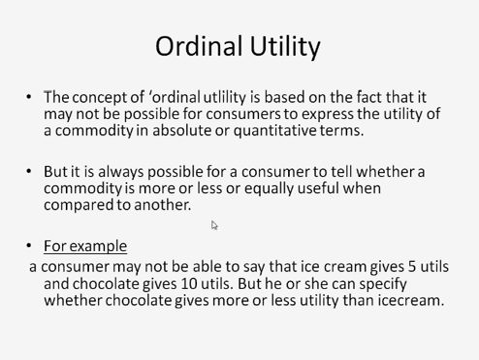when compared to another. For example, a consumer may not be able to say that ice cream gives him 5 utils and chocolate gives him 10 utils of satisfaction, but he or she can specify whether chocolate gives more or less utility than ice cream. Means if I am consuming ice cream, chocolate and chips, then I can very well say that I like ice cream as compared to chocolate and chocolate as compared to chips. Whereas I won't be able to specify the amount of satisfaction in quantitative terms which is derived from consuming these three products.